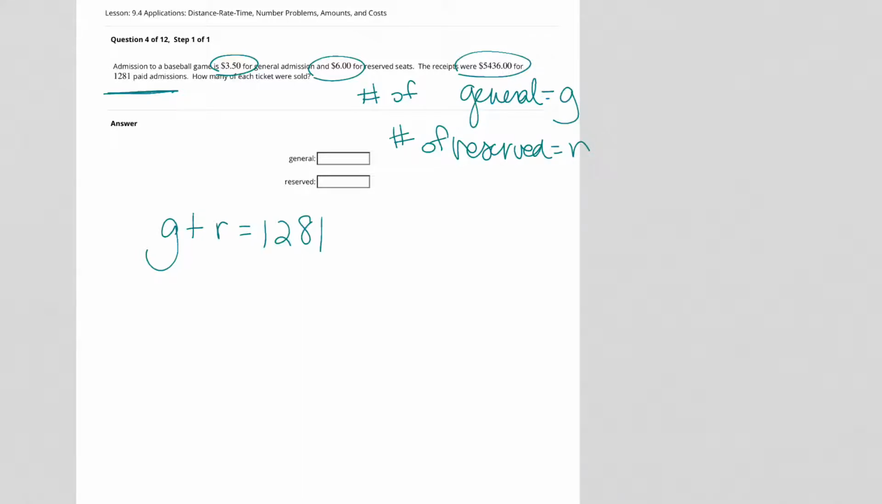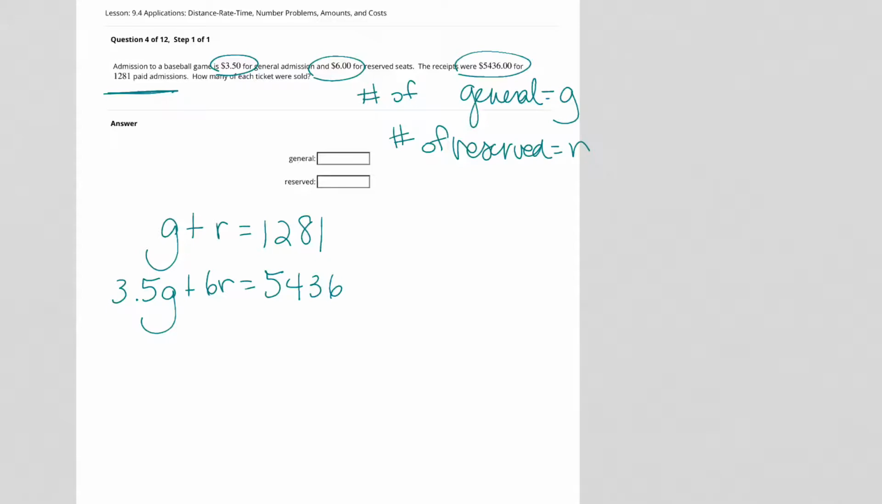And I know that my total receipts were $5,436, and that came from general admission, which were 3.5 times however many general admission tickets I sold, plus reserved tickets, which were $6, so that's 6R. So there are my two equations.